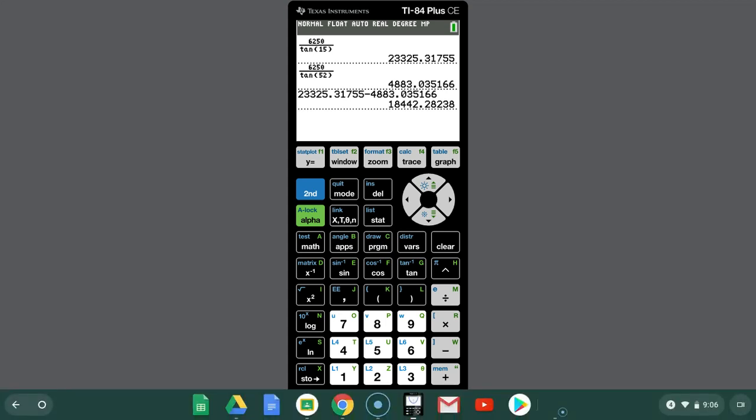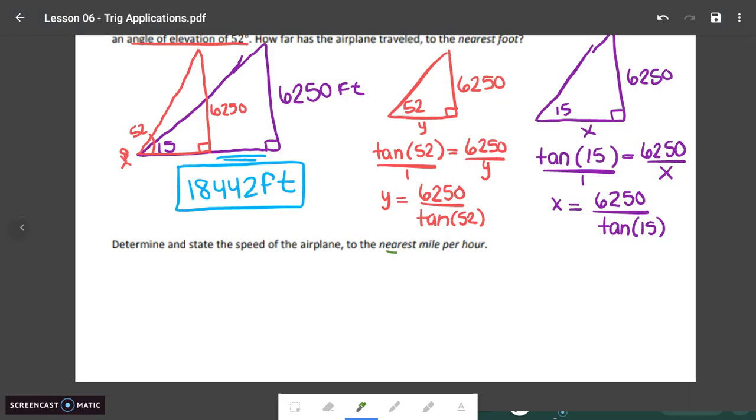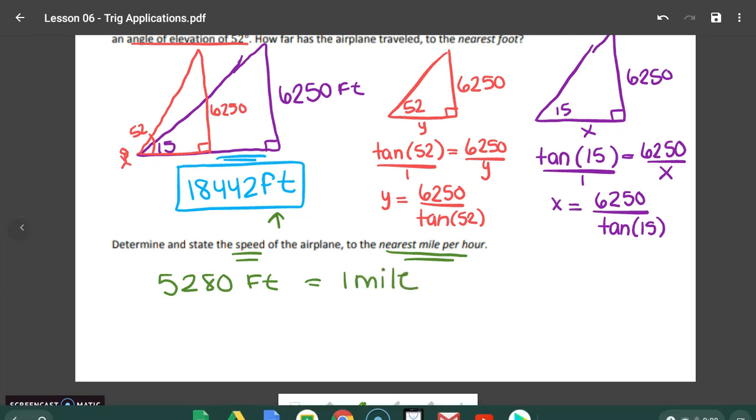Part of this that we have to look out for: nearest mile per hour is what we're trying to figure out for the speed. But first off, we're in feet. So you have to know, well, you don't have to know this actually, but 5,280 feet equals 1 mile. That's on our reference sheet.